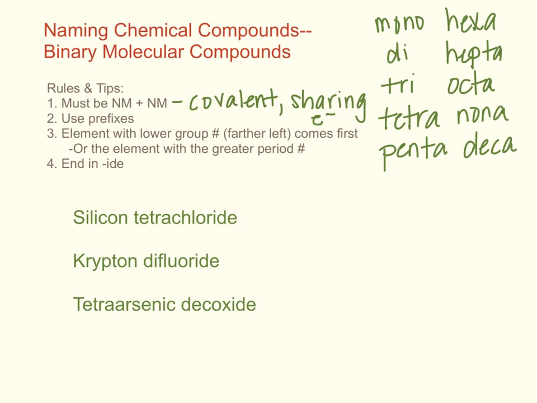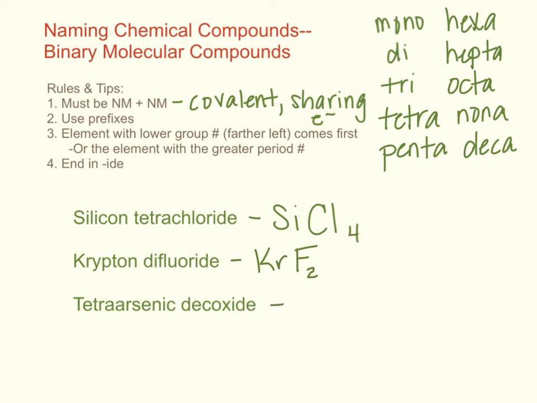So silicon tetrachloride. I know silicon, since I can drop the mono, I know I just have 1 silicon, and tetrachloride. So chloride is chlorine, because remember everything ends in "ide." And if I have tetra, then I must have 4 of them. So my little subscript 4 tells me that I have 4 chlorines. Down here, my krypton difluoride, I just have 1 krypton, and di is 2, and fluoride is fluorine, so F2.